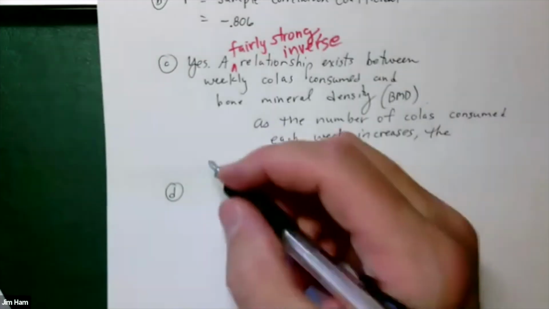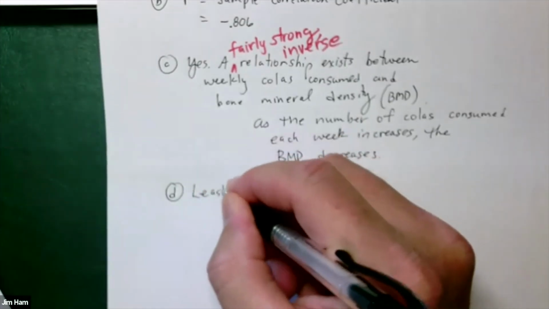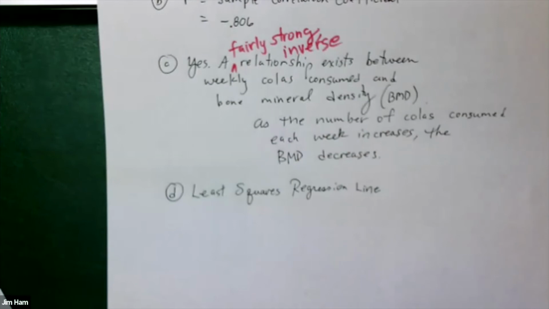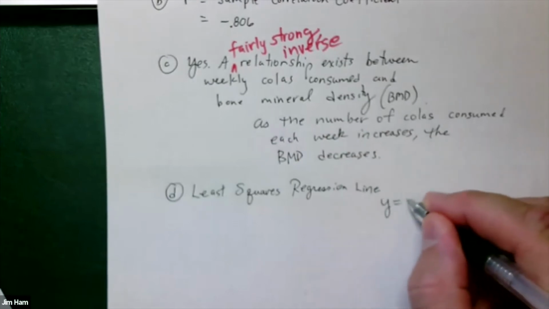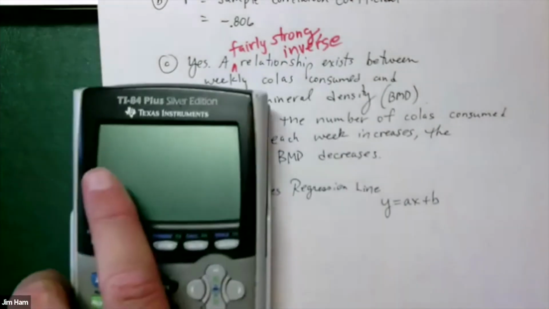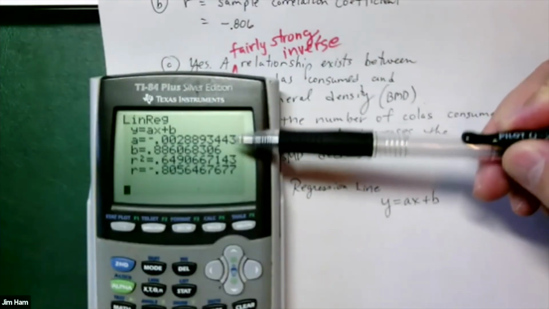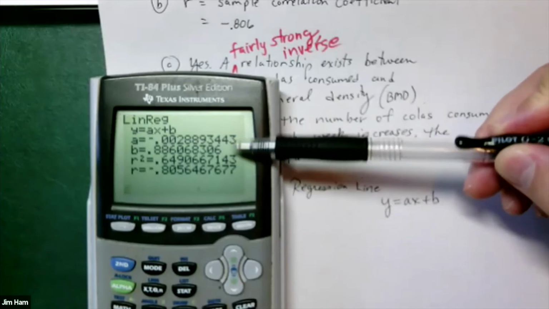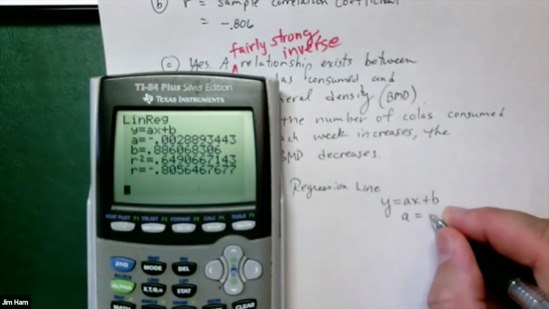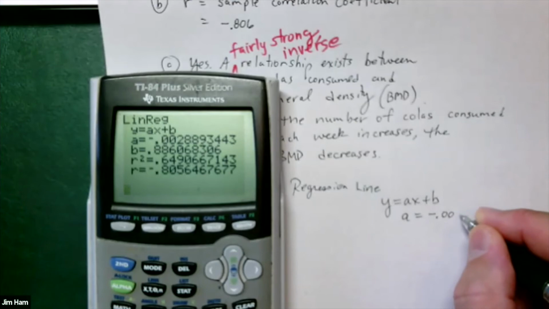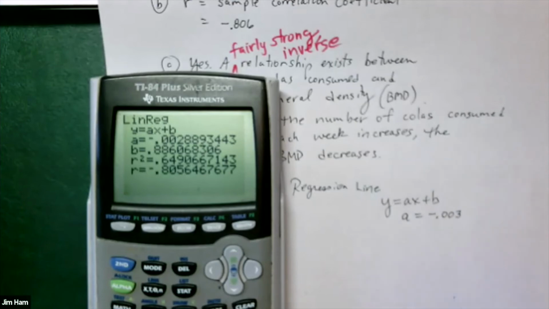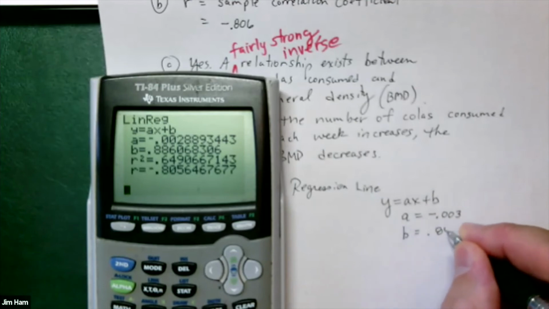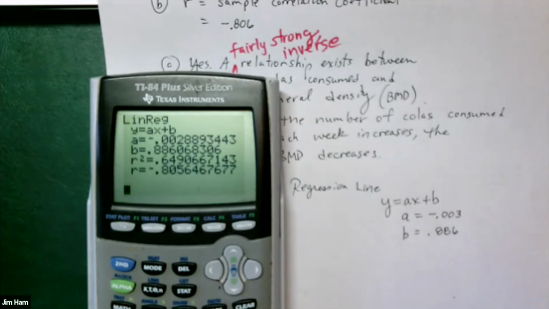All right, the next one, it says to find the least squares regression line. This is the one where you want to write down the equation, y equals ax plus b. Now let me show you where you get that. Here was the output when we were trying to calculate the correlation coefficient. In that output, they tell us that A is negative 0.003, rounded to 3 decimal places, and the B value is 0.886, also rounded to 3 decimal places.